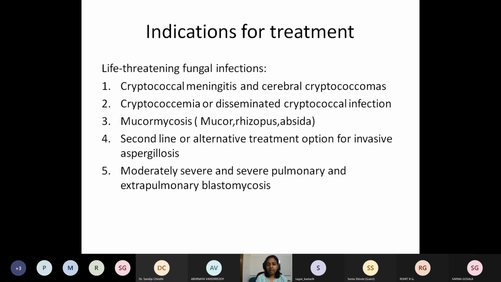So the indications are cryptococcal meningitis and cerebral cryptococcomas, cryptococcemia or disseminated cryptococcal infections, and mucormycosis due to the susceptible strains of Mucor, Rhizopus, and Absidia. It is a second-line or alternative treatment option for invasive aspergillosis because now we have potent azoles such as voriconazole, which is the first line. Also moderately severe and severe pulmonary and extrapulmonary blastomycosis. Here again, mild infections will be treated by the other safer antifungals.